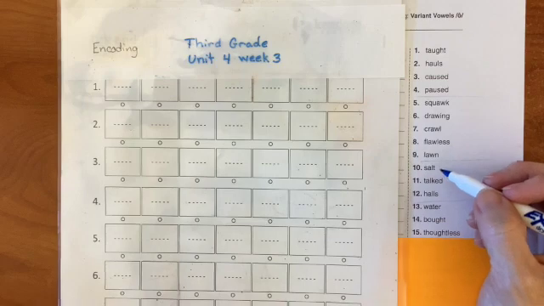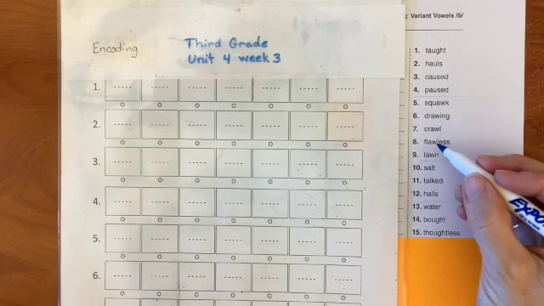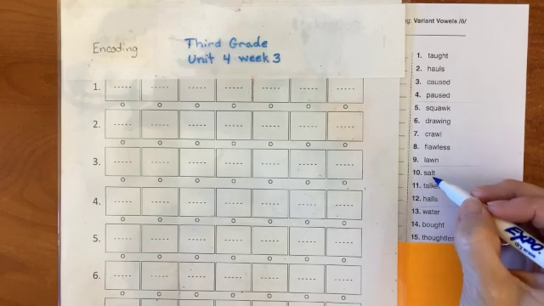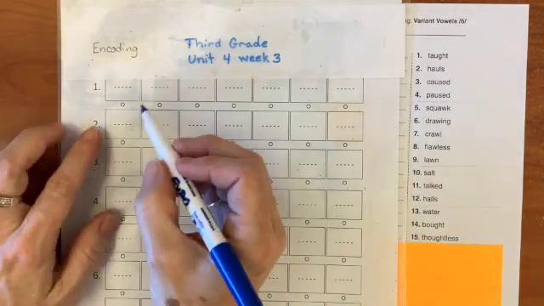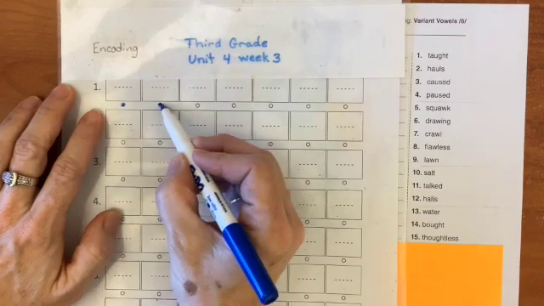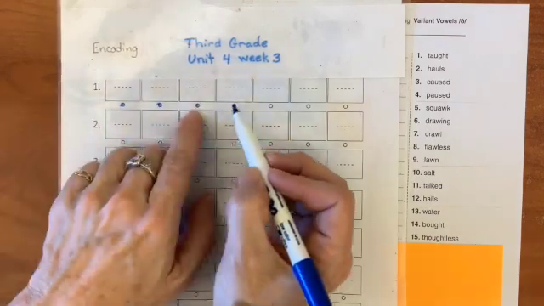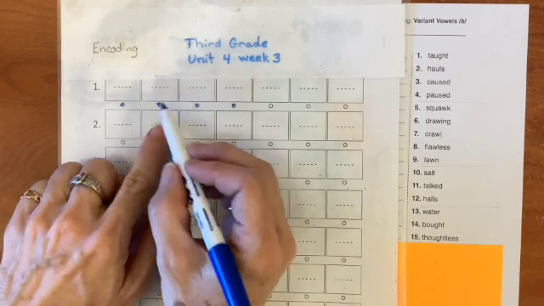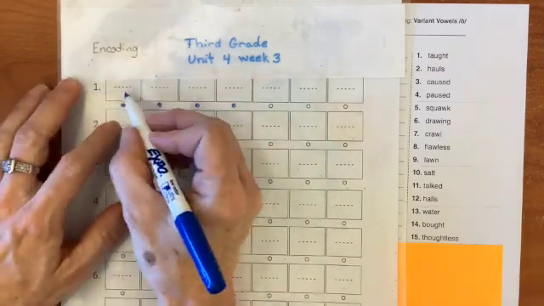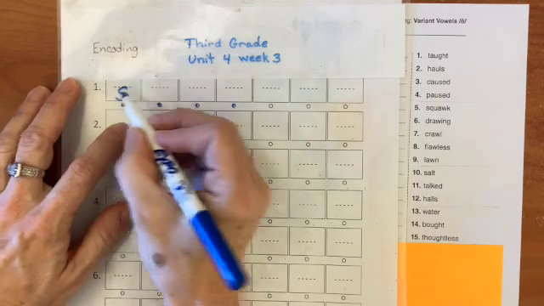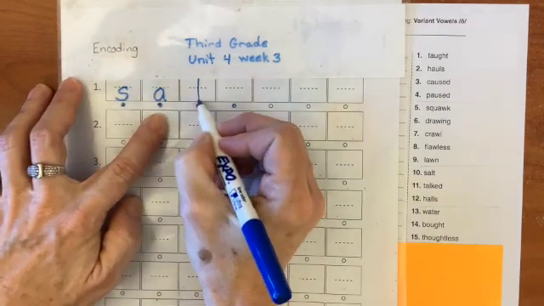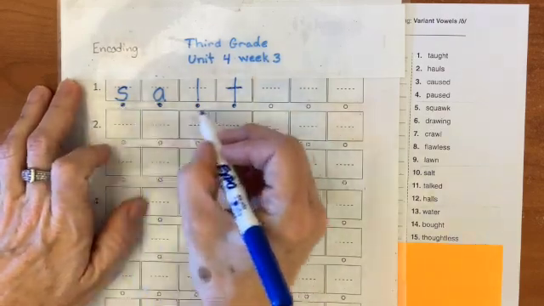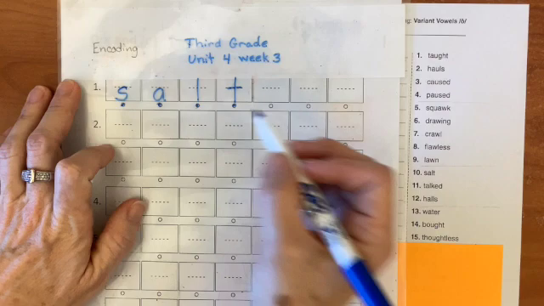Okay, so we talked about how AU and AW say aw. AL can say aw too, but you still hear the L. Here's how it goes. Salt. Salt. There's a blend here. It's the LT. But because the A and the L are next to each other, that's going to say aw for you. So write it down. Salt. But in the word, when you decode it, you're reading salt, and you hear that AW sound.